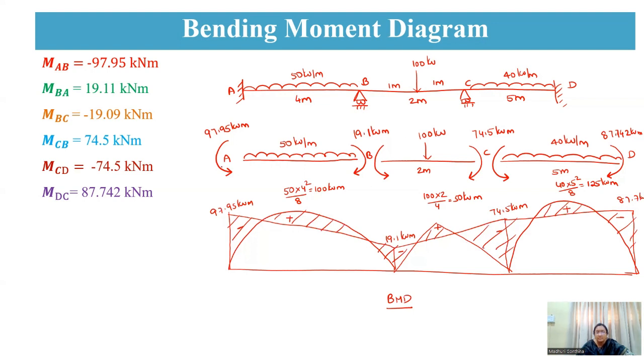Then coming to your fixed moment values. For these fixed moment values, these all are hogging in nature. So this will be negative. The intersection of these two is going to become the final bending moment diagram. So this is how it is going to look like. The shaded portion will be your final bending moment diagram.